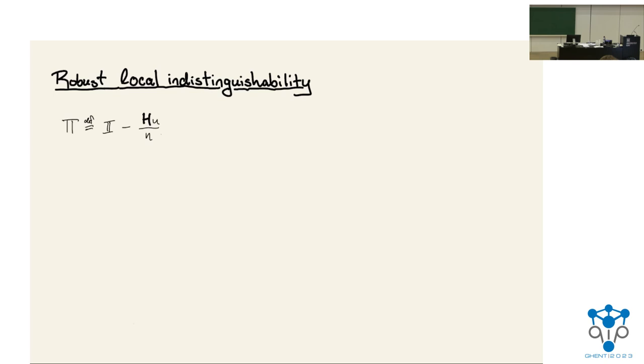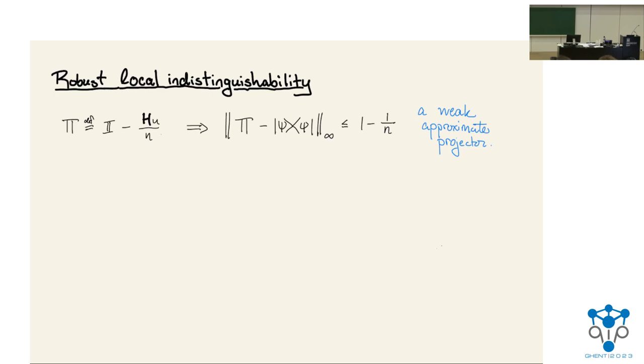And this operator pi, it's almost a projector in the sense that it takes the state psi, it preserves the state psi, but any other state, it doesn't collapse it too much. It only pushes it down by 1 minus 1 over n. So it's a very weak notion of an approximate projector, but it's an approximate projector nonetheless.